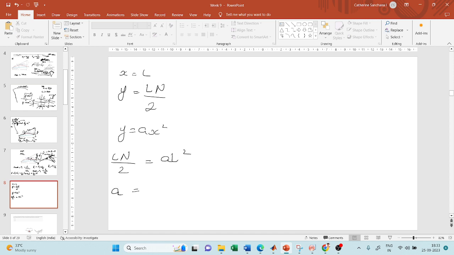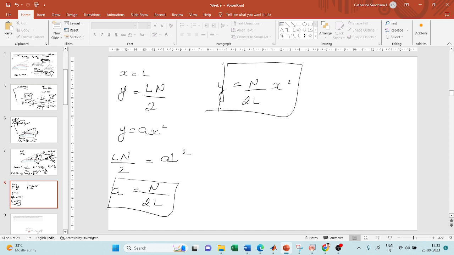So what is my a? A is nothing but n by 2L. So y is equal to n by 2L into x square is the equation of my parabolic equation for my vertical curve. Now how will you find out the highest point on this curve?